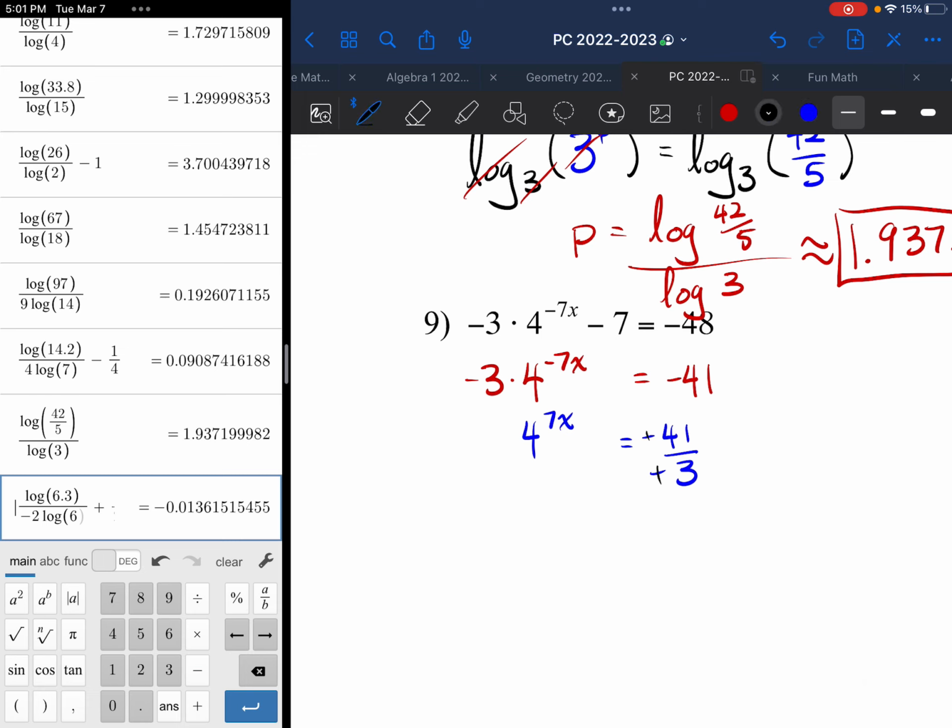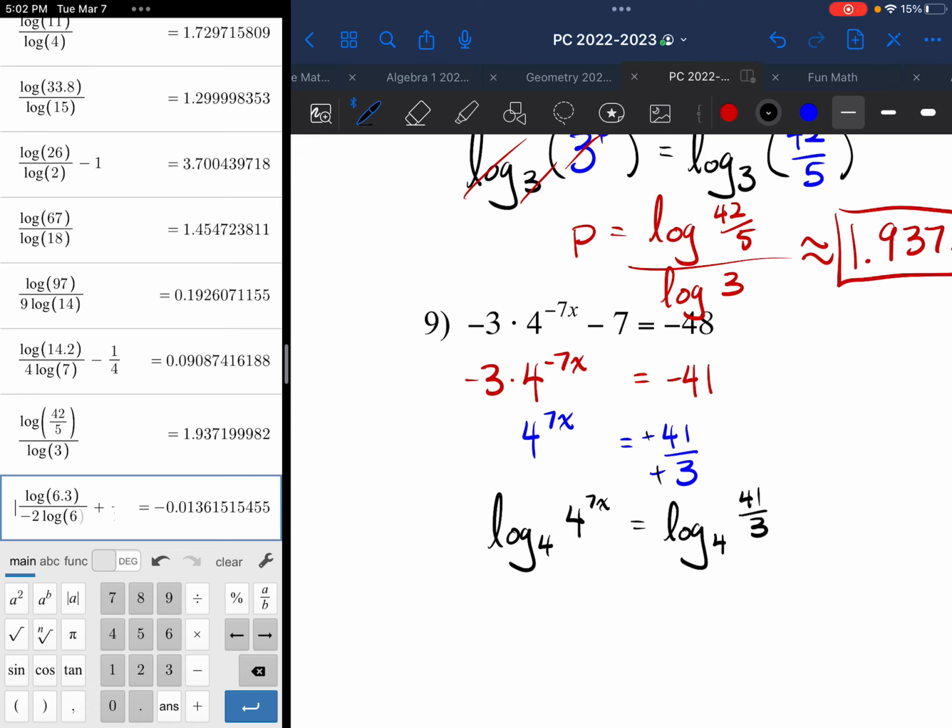All right, so now we need to untrap our Rapunzel, untrap our exponent, bring you down. The tool that we have isn't Rapunzel's hair, it is a logarithm. So we're going to take the log of both sides, and I'm going to get log what base? Base 4, of course. Base 4 of 4 to the power of 7x. And that's going to be equal to log base 4 of that fraction, 41 thirds.